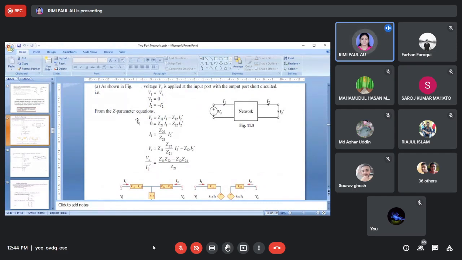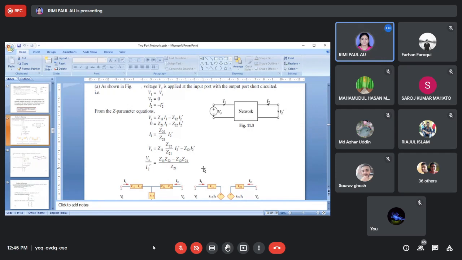Now Vs is equal to Z11 I1 minus Z12 I2 prime. Similarly, 0 is equal to Z21 I1 minus Z22 I2 prime. So I1 is equal to Z22 by Z21 times I2 prime. Here we have to find Vs by I2 prime, that's why we are replacing I1. So if I replace this, we get Vs by I2 prime is equal to Z11 Z22 minus Z12 Z21 by Z21. This is the answer for Vs by I2 prime.